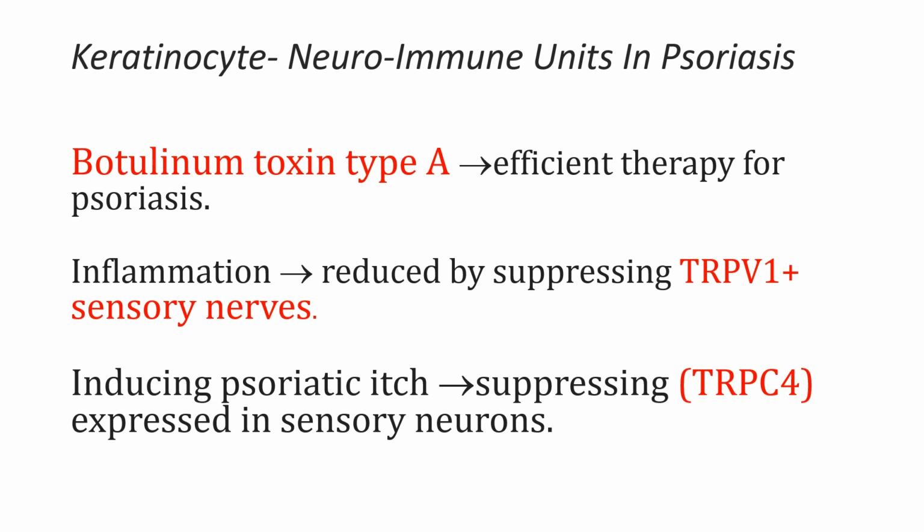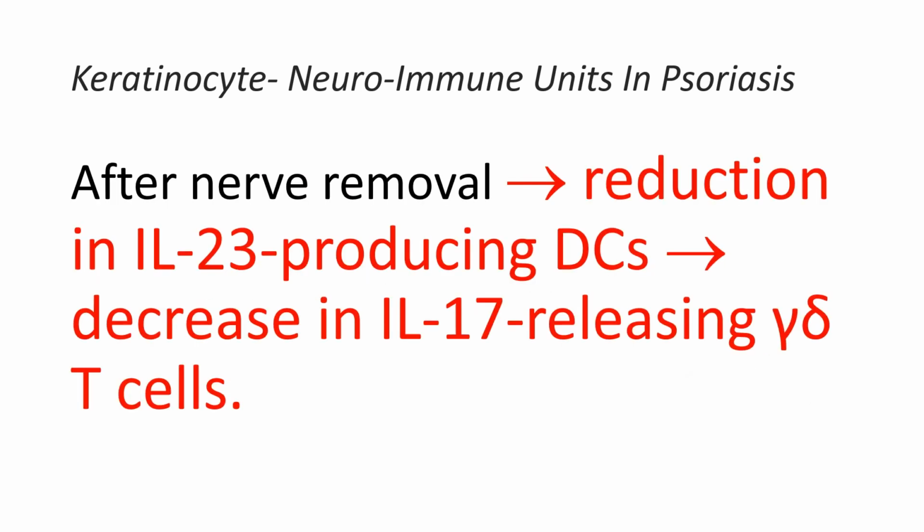Also, in the same mouse model, psoriatic itch was reduced by suppressing what's called TRPC4, or the transient receptor potential channel 4, expressed by sensory neurons. Also, after nerve removal, there is a reduction in interleukin 23 producing dendritic cells within the dermal layer during MEQ-induced skin inflammation, leading to a clear decrease in interleukin 17 releasing gamma delta T cells.